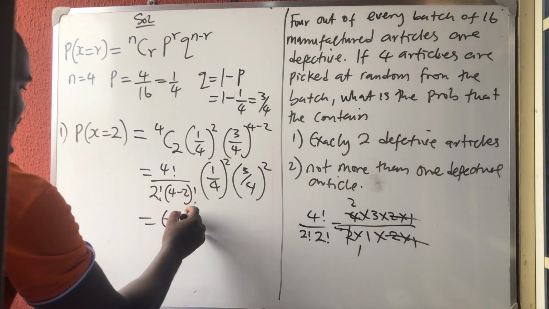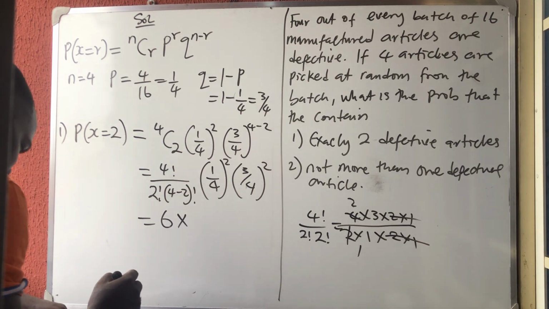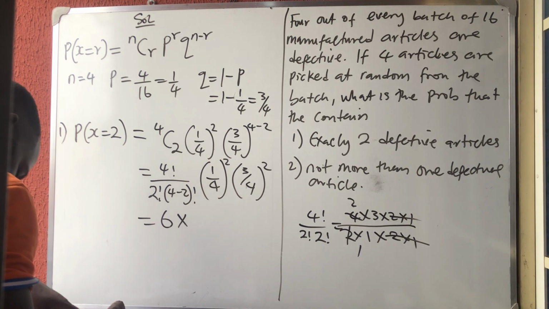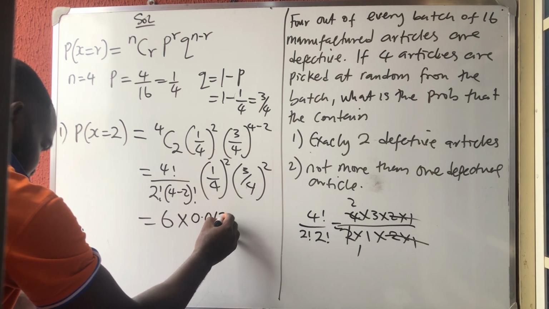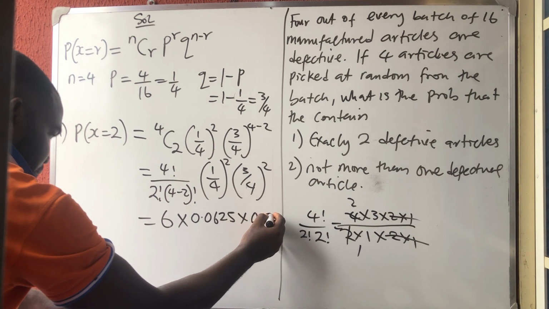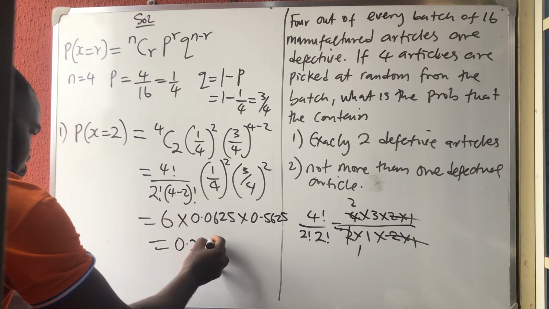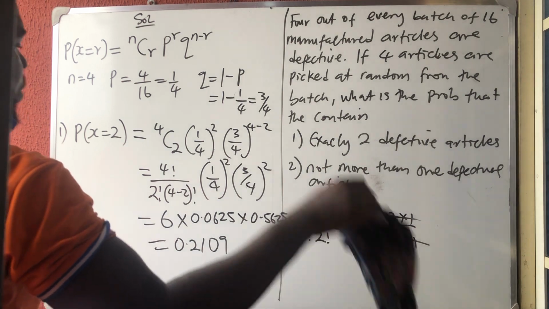Okay? Then bracket times 1/4 squared. 1/4 squared will give you 0.0625, times 3/4 squared will give you 0.5625. So if you multiply everything, you're having 0.2109. Okay, as simple as that. So now let us do the second one.